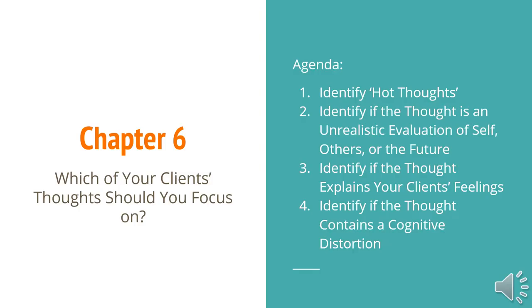Chapter 6 will focus on which of your client's thoughts you should focus on. The agenda for this chapter is identifying hot thoughts, identifying if the thought is an unrealistic evaluation of self, others, or the future, identifying if the thought explains your client's feelings, and identifying if the thought contains a cognitive distortion.